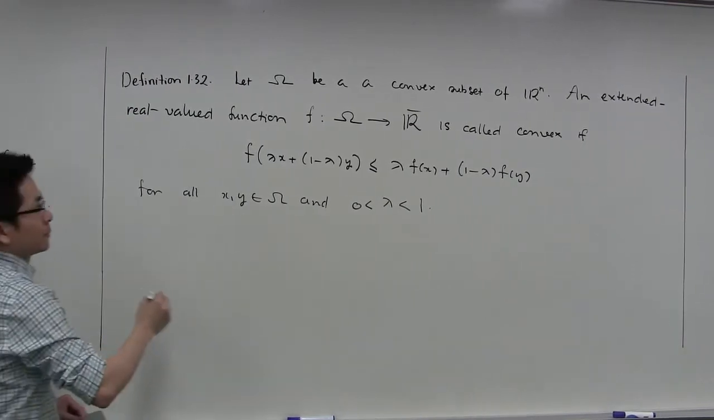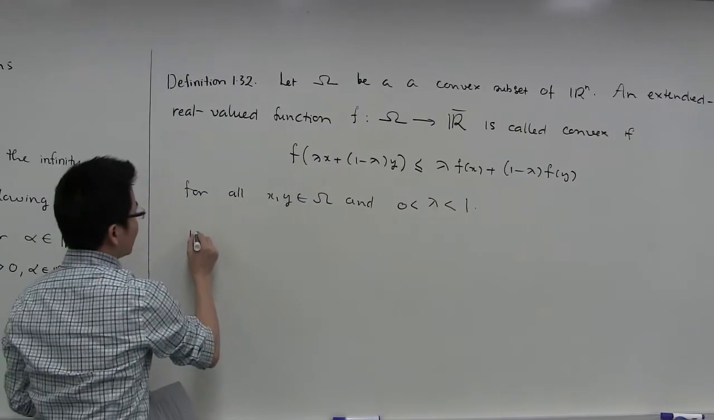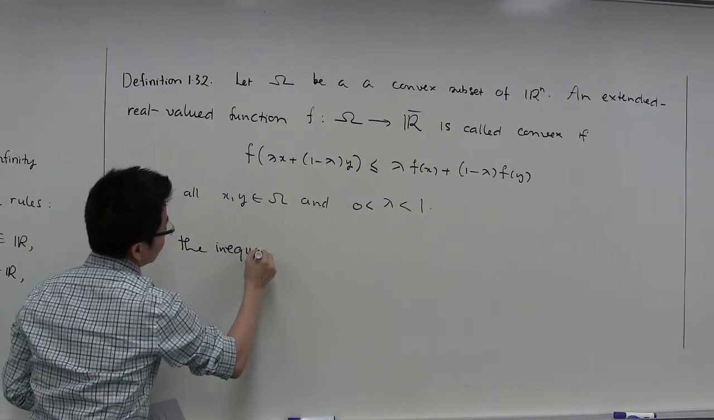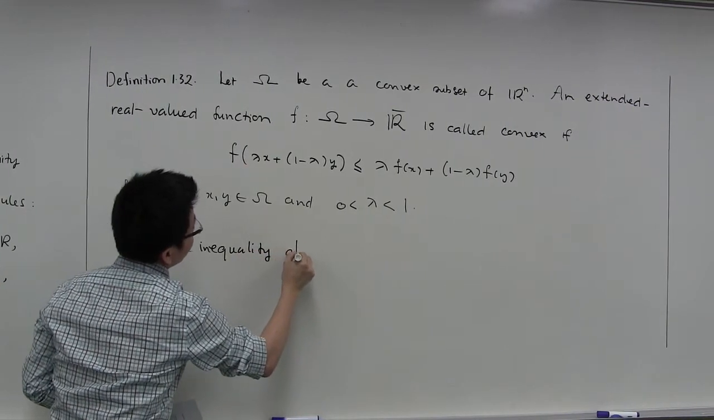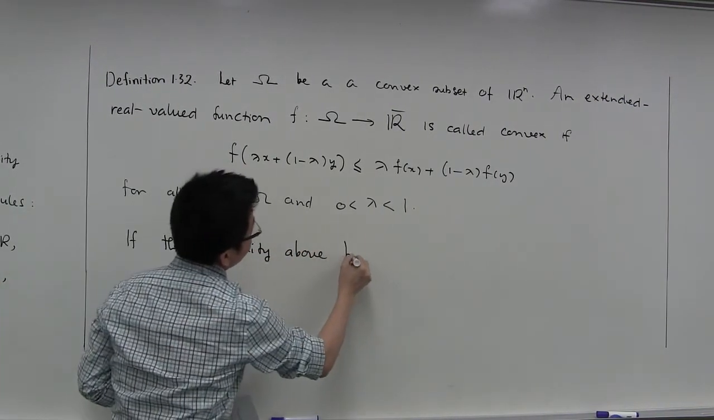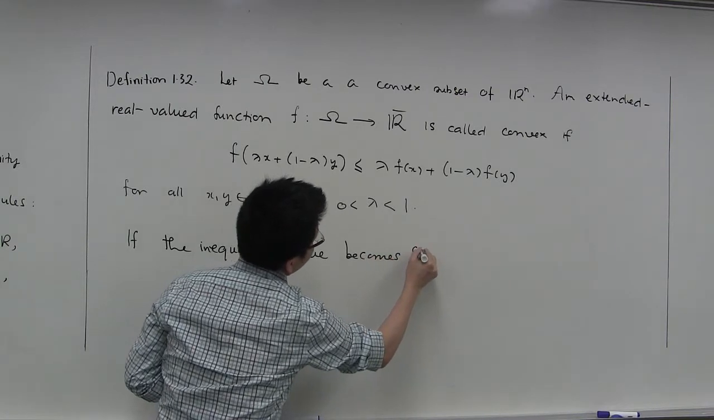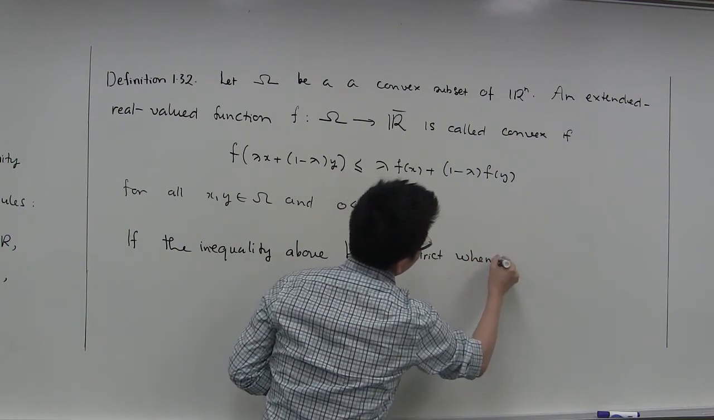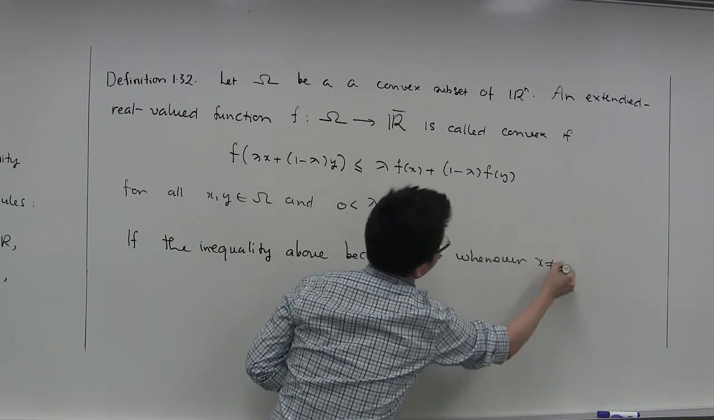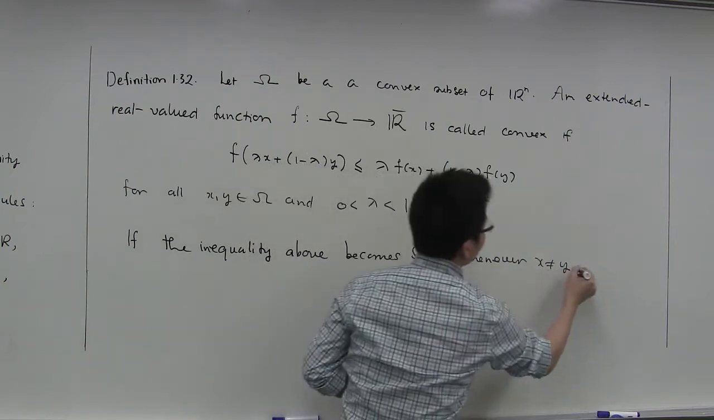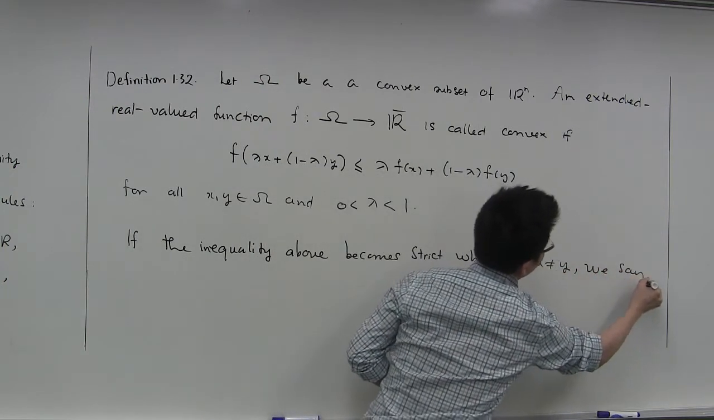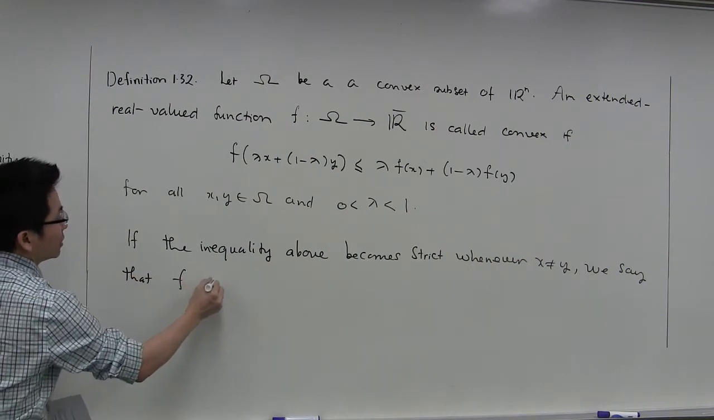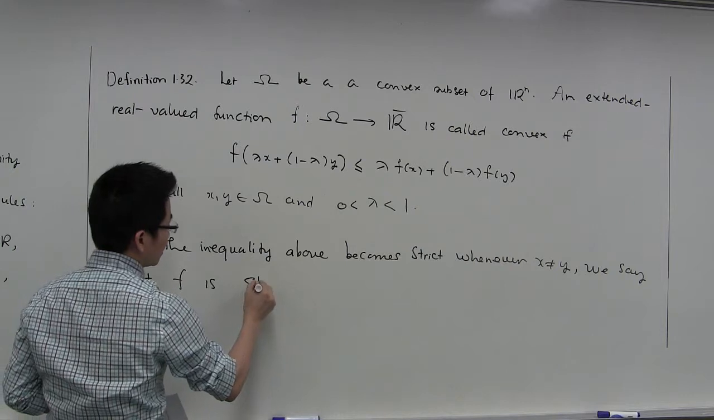Now, if the inequality above becomes strict whenever x is different from y, we say that f is strictly convex.